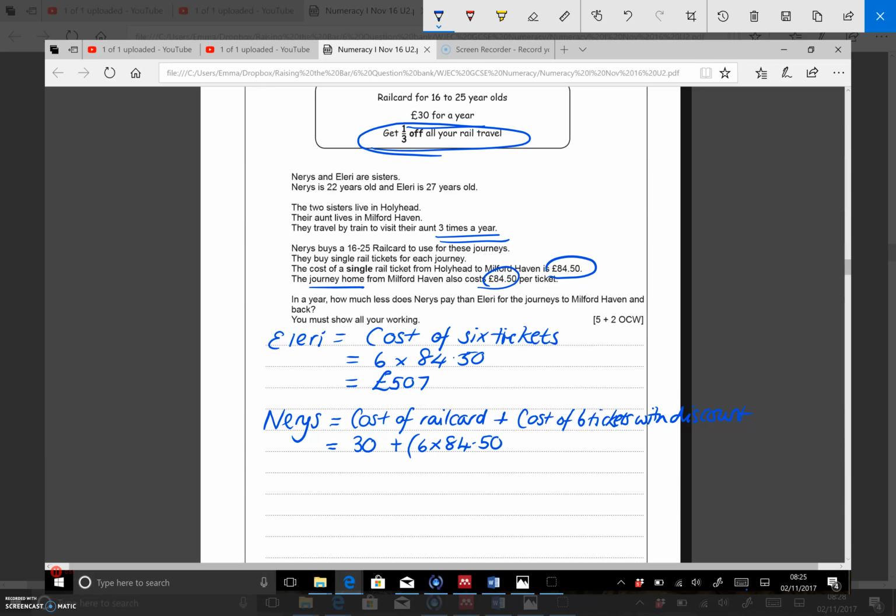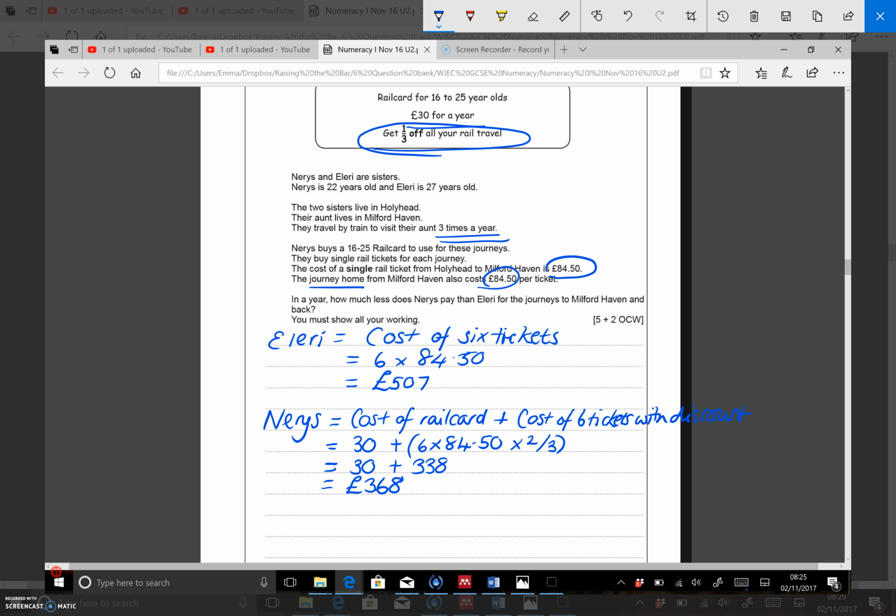Okay, so if you work that out and then you take a third off, or what you could say is she's getting a third off, she's actually paying 2/3 of that amount. So I'm just going to multiply by 2/3. You've got your calculator, so you can type it in just like that: 6 times £84.50 times 2 divided by 3. If you work that out, her tickets are costing her £338. So she's paying £368.